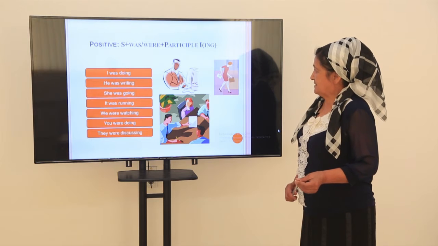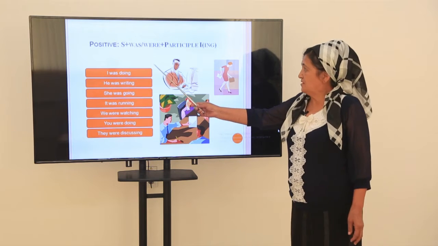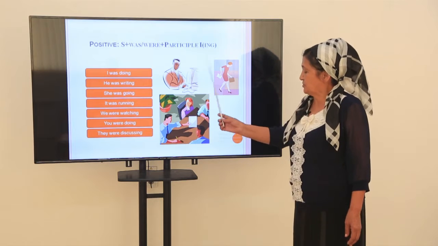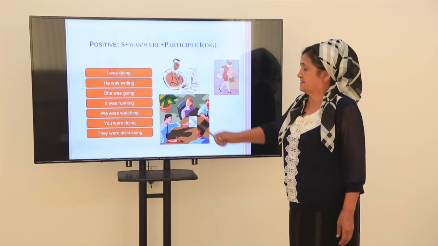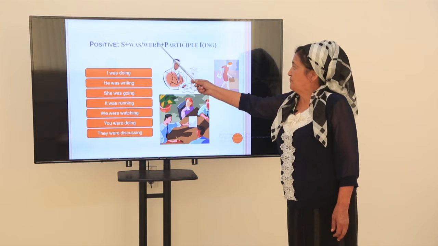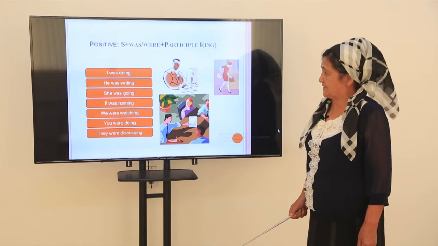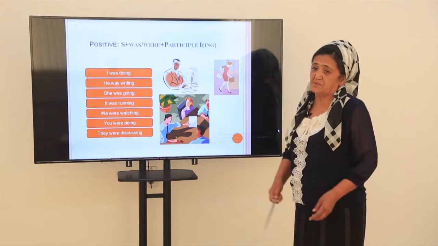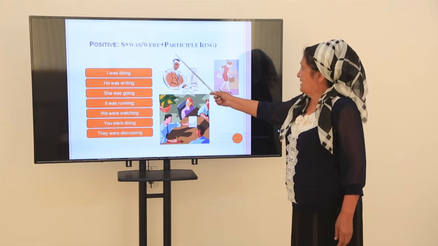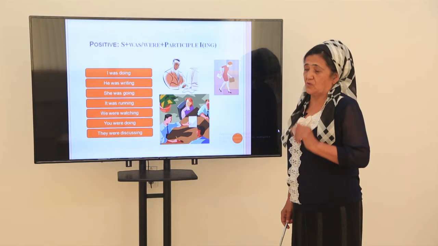And what is the formula of past continuous tense? First of all, look at the positive. For the positive sentence, we should take first the subject, and second the verb to be in the past. You know, the verb to be in the past: was for the singular and were for the plural forms. And participle one, the ing form of the verb.